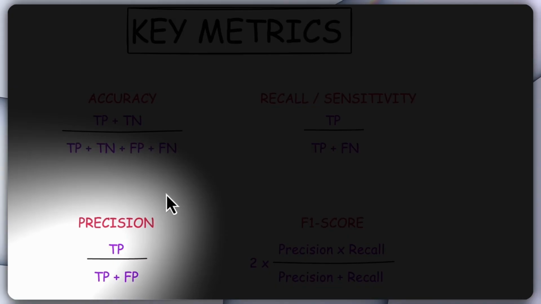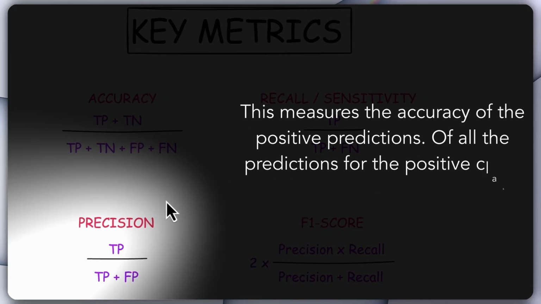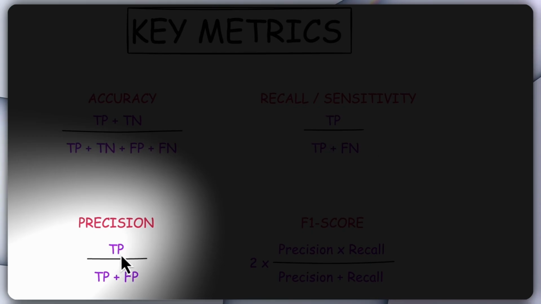Next metric is the precision. So what is precision? Precision is a measurement of accuracy of the positive predictions. Of all the predictions for the positive class, how many were correct? So if you see, this is the true positive, that is a positive prediction, and this is the true positive and false positive. False positive means this is the time also where my model has predicted positive. So out of all the positive predictions, how many are actually positive? That's what is called the precision.